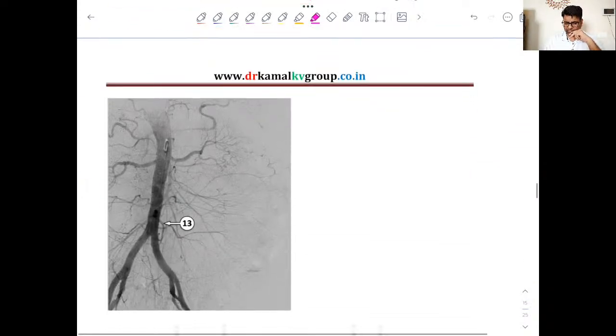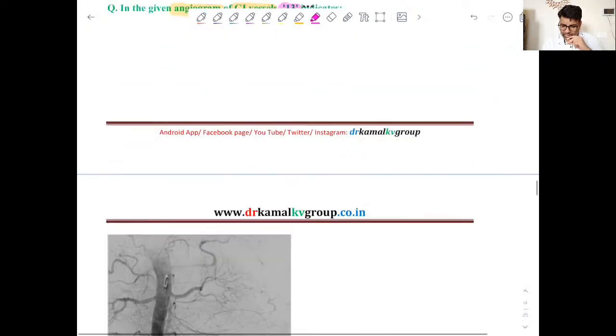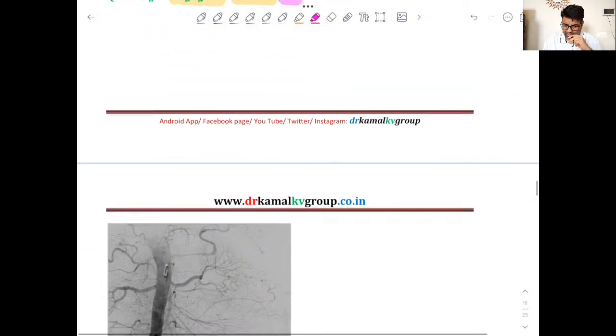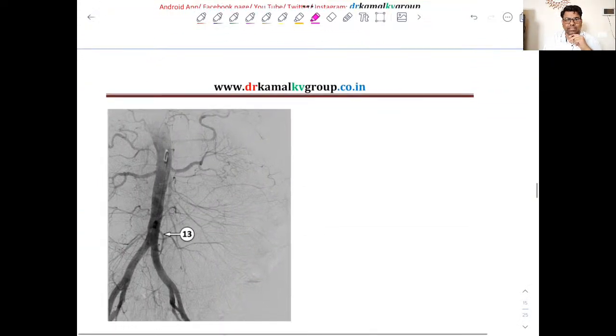So this is the angiogram of GI vessels, right? They haven't mentioned the site as such, and then we have to identify which is this structure, right? So we have to identify what is this structure. Now firstly tell me what you can see here. Now what is this actually? Any idea what is this?